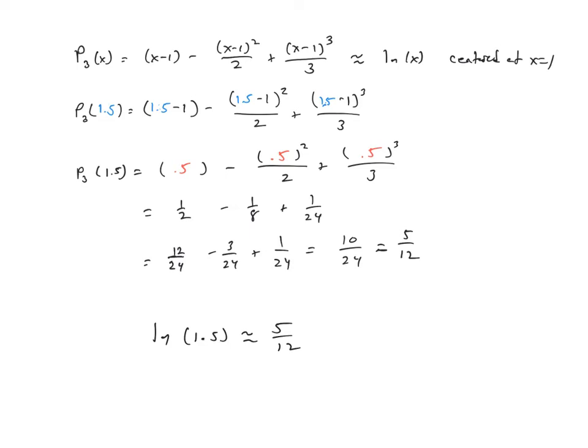The issue with it is that this is an approximation, so there is a difference. If I take the absolute value of the actual value of the natural log of 1.5 minus 5 over 12, that is going to give me a remainder. In this case, it would be called the remainder sub 3, the third degree remainder. This is the value that, if I added or subtracted it from 5/12, would give me the natural log of 1.5. The true value of the natural log of 1.5 is 5/12 plus or minus that R3.